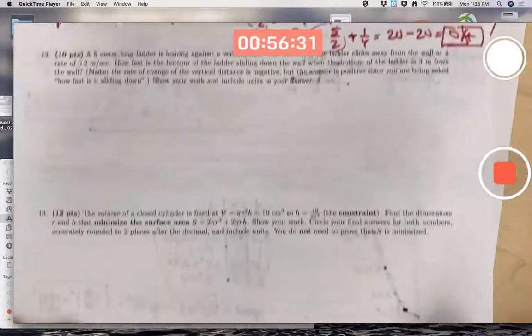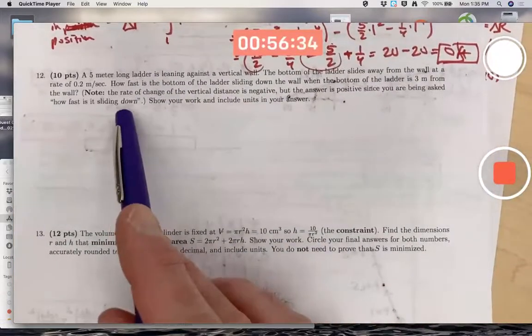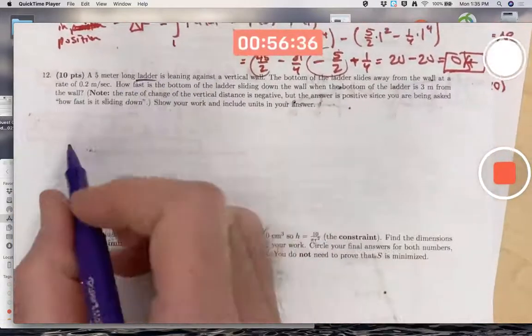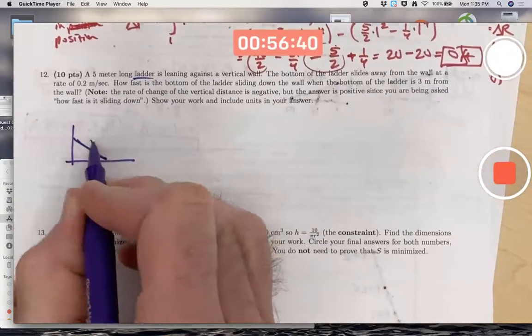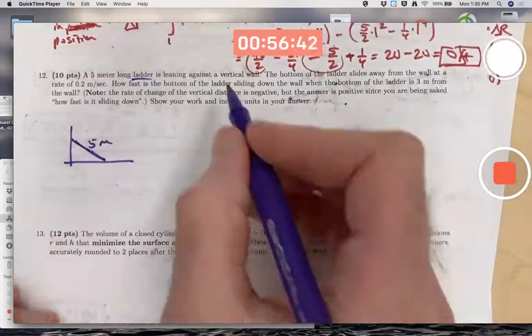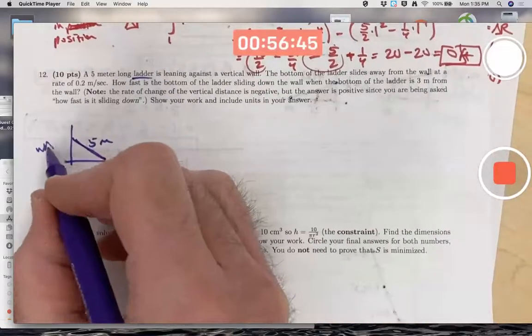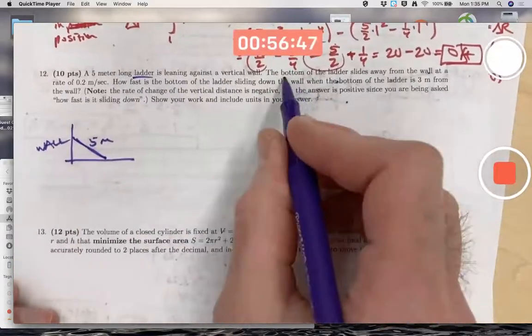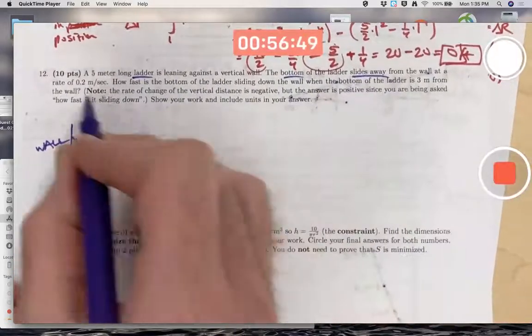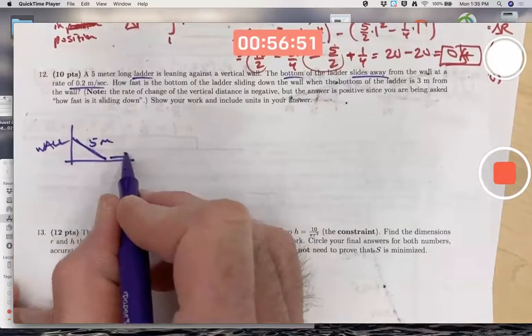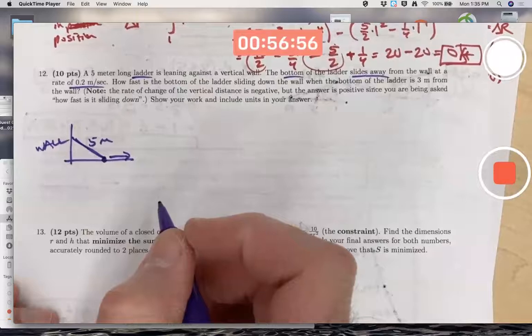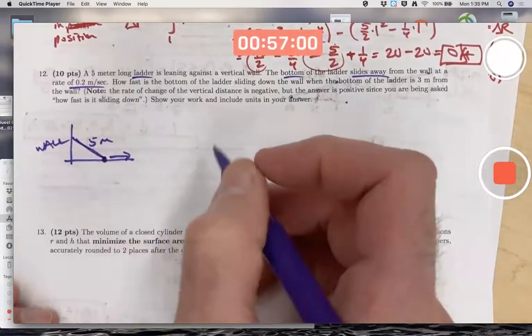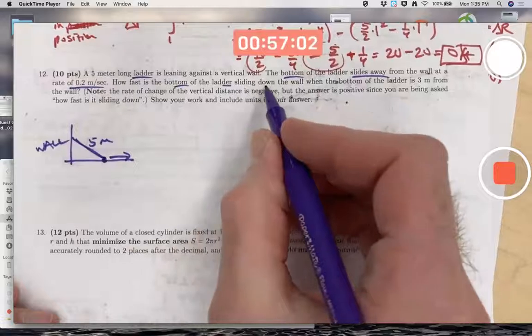This problem here is related to rates. You don't see a ladder, but we could draw one quick. It's a 5-meter long ladder. So that's 5 meters here. Leaning against a wall. The bottom of the ladder is sliding away from the wall at a certain rate, 0.2 meters per second. That's how fast this is moving to the right. How fast is the bottom of the ladder sliding down the wall?